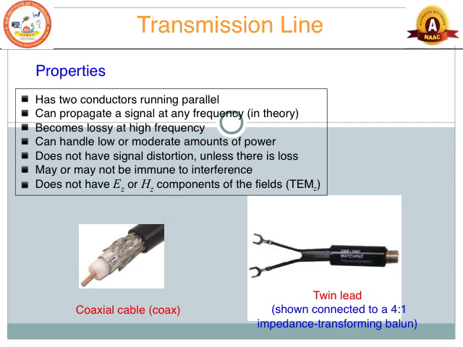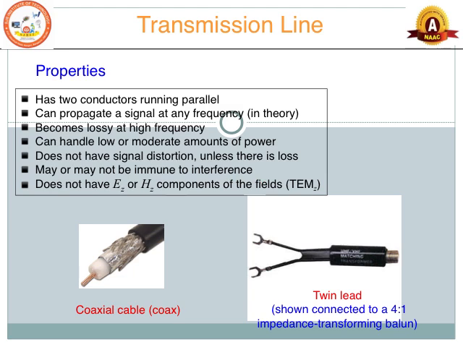Coming to the power handling capability, the transmission line can handle low as well as moderate amounts of power. These transmission lines will not have any signal distortion unless there is some loss in the network. They may or may not be immune to interference, when interference is considered in the transmission.